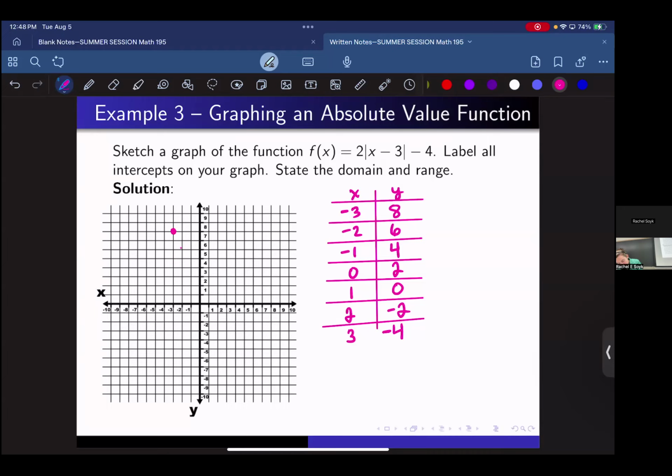-2, +6. -1, +4. 0, 2. 1, 0. 2, -2. 3, -4. We need the vertex.